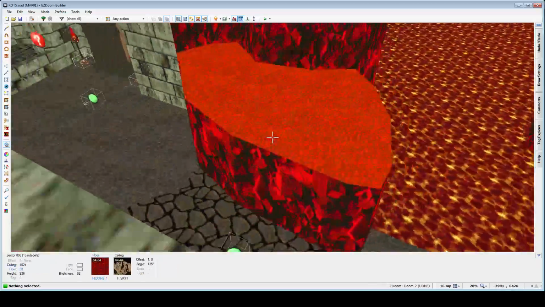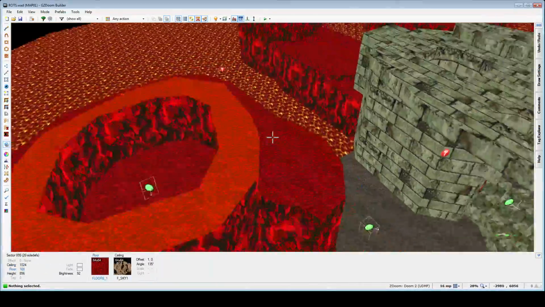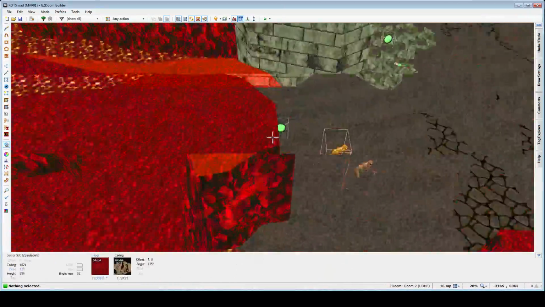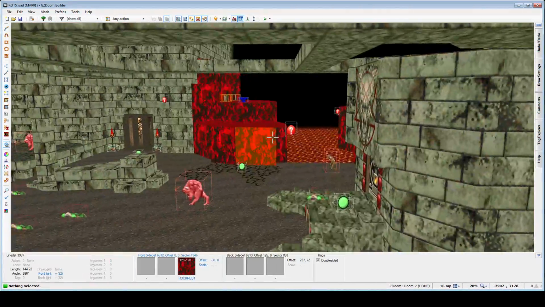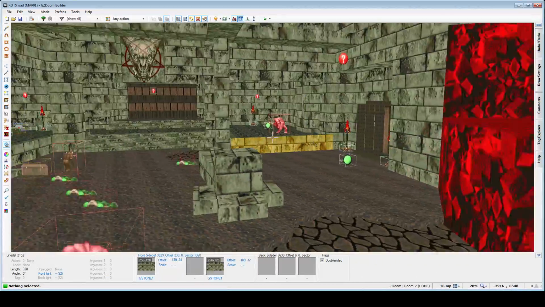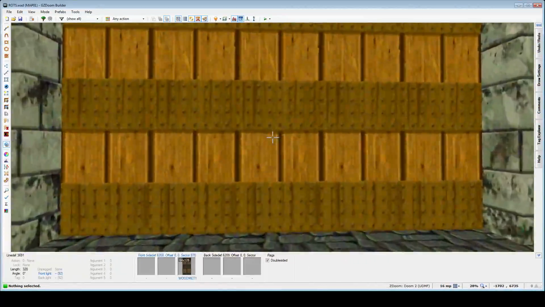These imps that were up here were annoying, so I got rid of them. I just put them down here, so that there aren't these annoying imps hanging out while you're trying to fight barons, shooting you with fireballs.